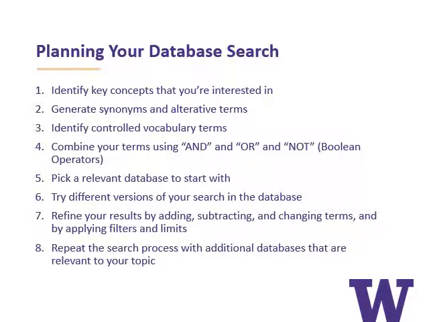These are some of the steps that we recommend to take when beginning your database search. Identify key concepts that you're interested in. Generate synonyms and alternative terms. Identify controlled vocabulary terms. Combine your search terms using and, or, and not, which are Boolean operators. Pick a relevant database to start with, then try different versions of your search in that database. Refine your search results by adding, subtracting, and changing terms, and by applying filters and limits. Then repeat the search process with additional databases that are relevant to your topic. We'll go over some of these steps in greater detail.